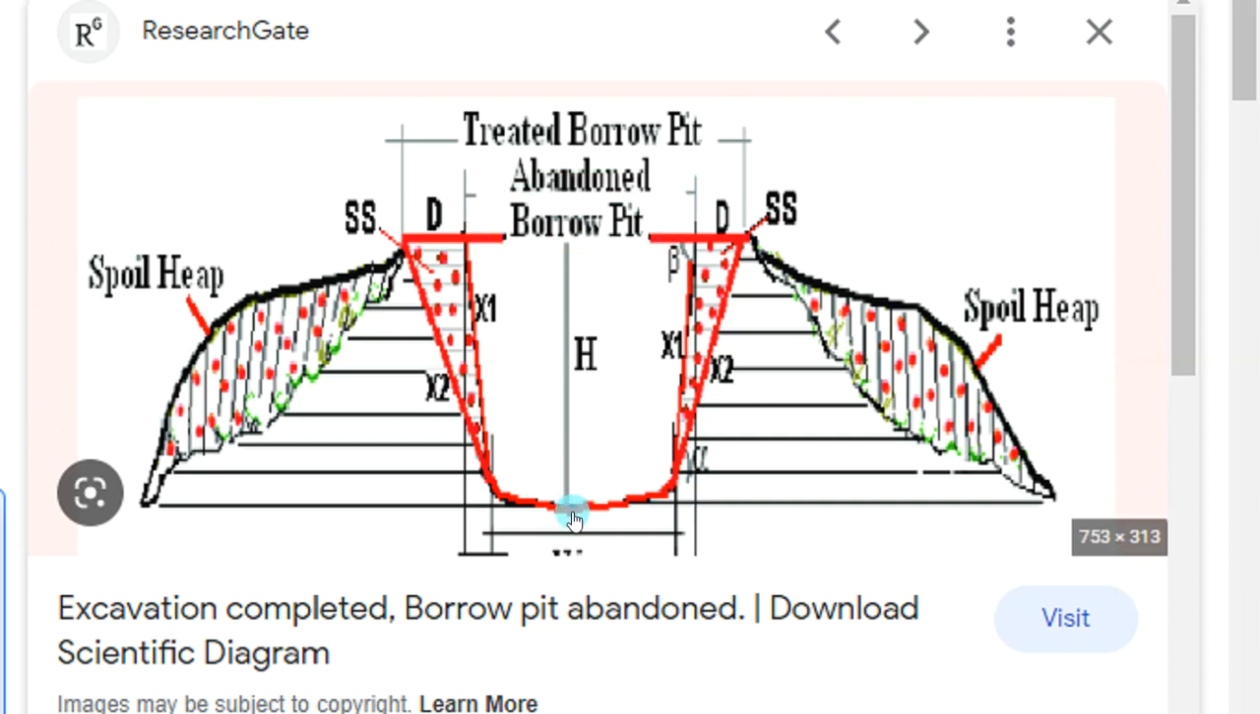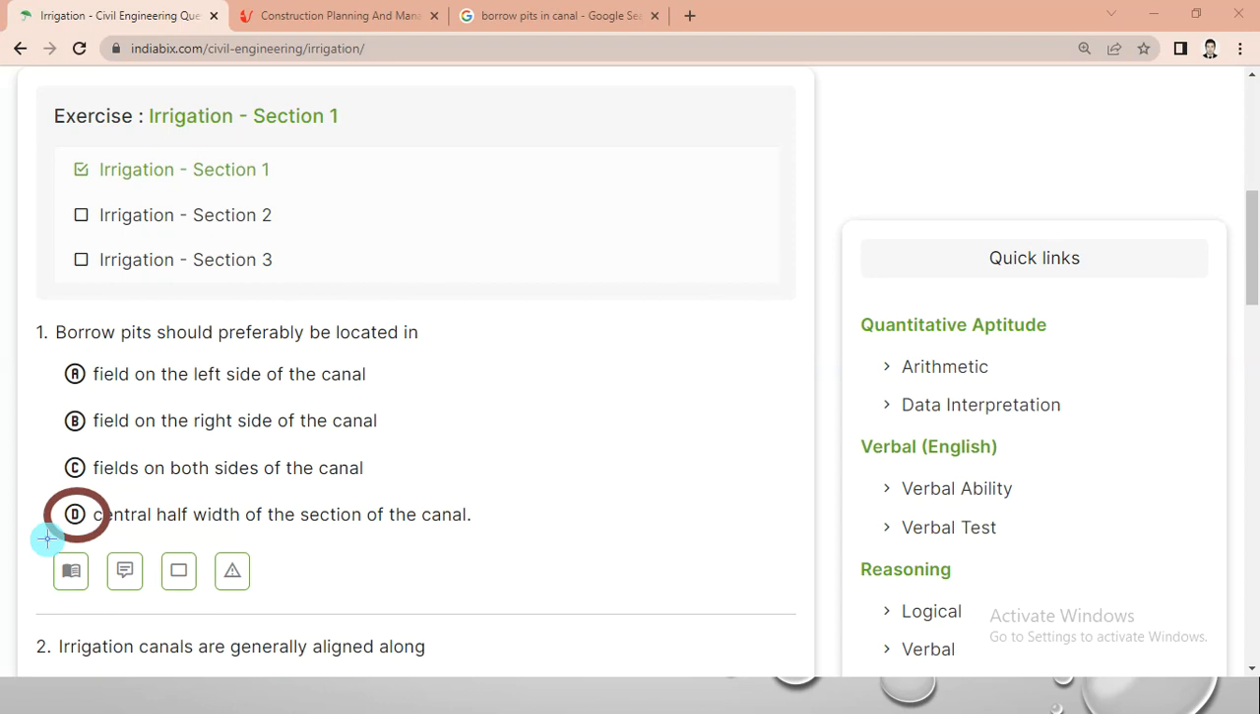You can see that's the height of the borrow pit, right? And that's the side slope, and that's the center height, alright? So the correct answer is the center half width of the section of the canal. We can provide the borrow pit there.